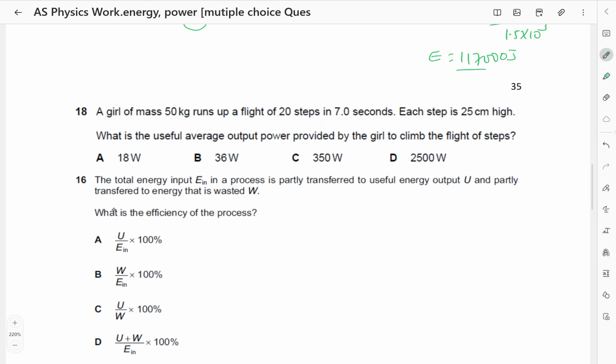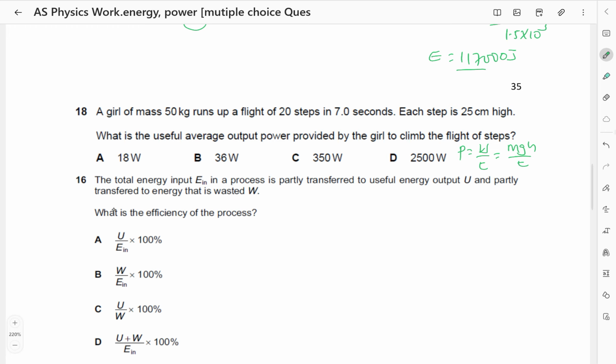A girl of mass 50 kilograms runs up a flight of 20 steps in 7 seconds. Each step is 25 centimeters. What is the useful average output power? Useful average output power provided by the girl to climb the flight of steps. So power is simply going to be the work done over time taken. The work done will be the gain in gravitational potential energy. So this will be mgh over t.